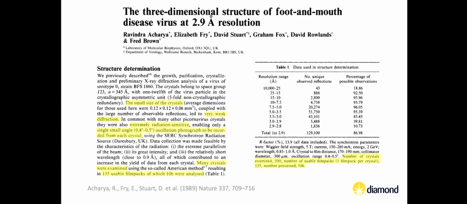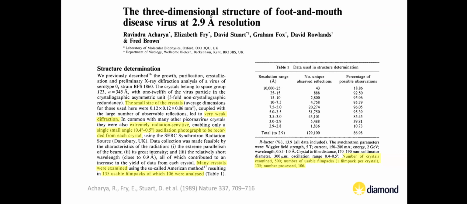So I could have spent the whole talk going through some of the old papers, because that would be really interesting. But I've narrowed it down to this one specific example because it demonstrates a lot of the areas that we're still interested in now. So, the three-dimensional structure of foot-and-mouth disease, I think it was published in 1989. I think it was collected at Daresbury.